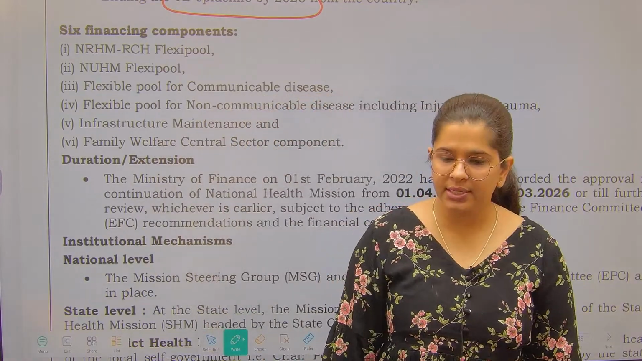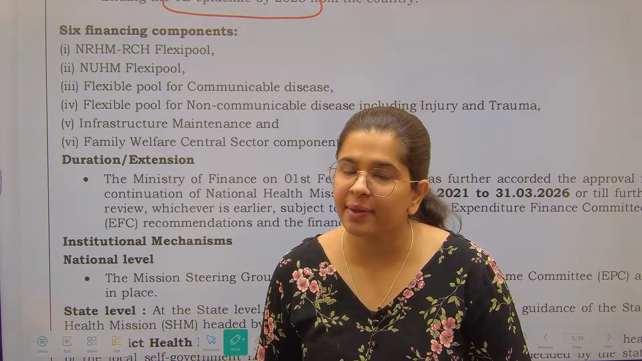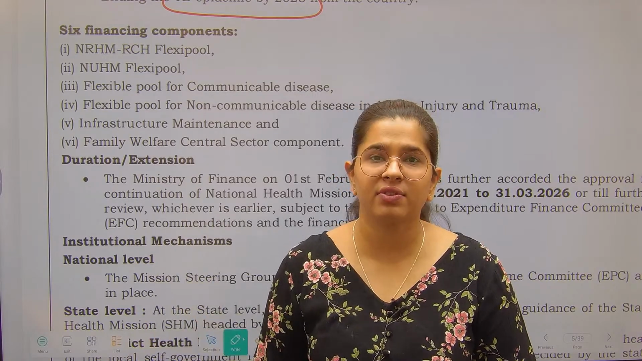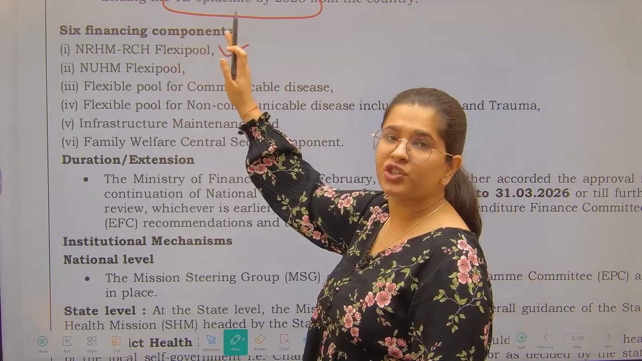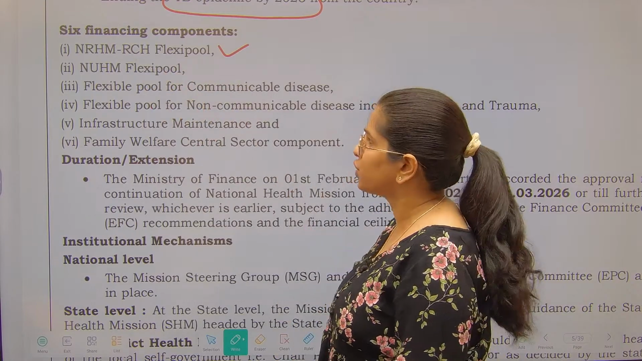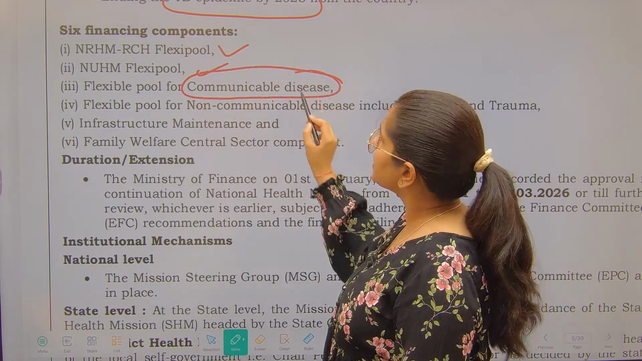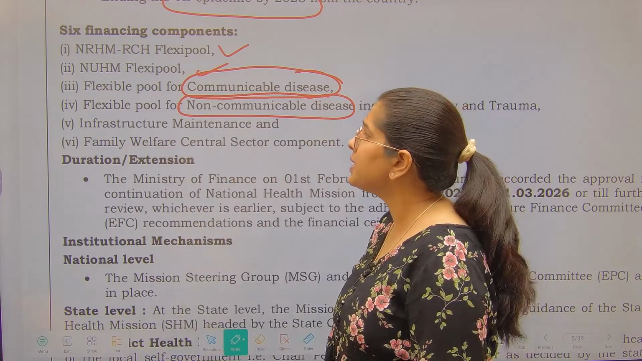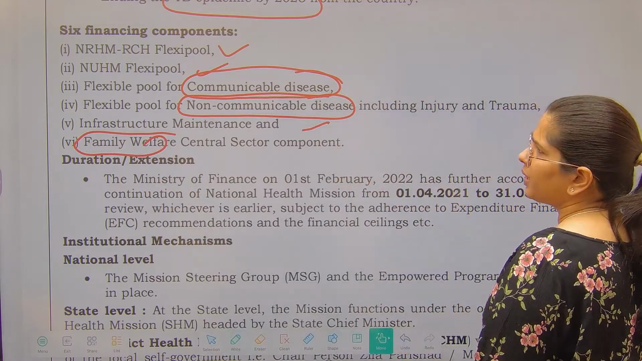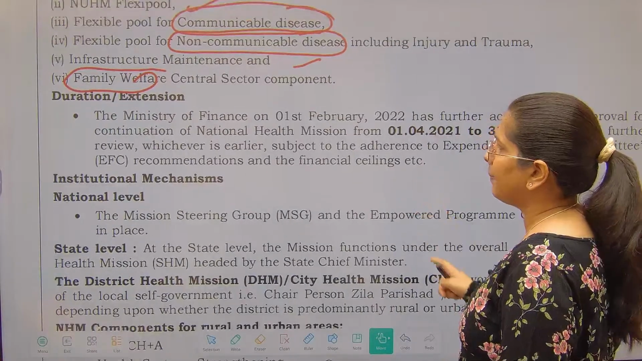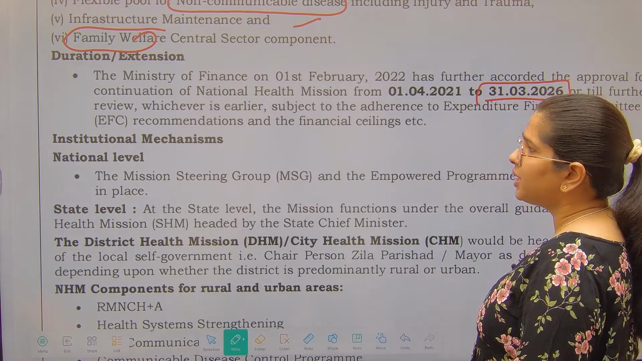6 financing components are also there. 6 financing components mean obviously we have got so many different aims. So for different aims, we have got different funds in which the funds will be deposited. First of all, NRHM RCH Flexipool, like your reproductive and child health Flexipool under National Rural Health Mission. Then you have got Urban Health Mission Flexipool. Then there is also a pool for communicable disease, separate pool for non-communicable disease, infrastructure and family welfare. Not very important, but just an understanding will help you, right? Extension has been done till 2026 or till further review.